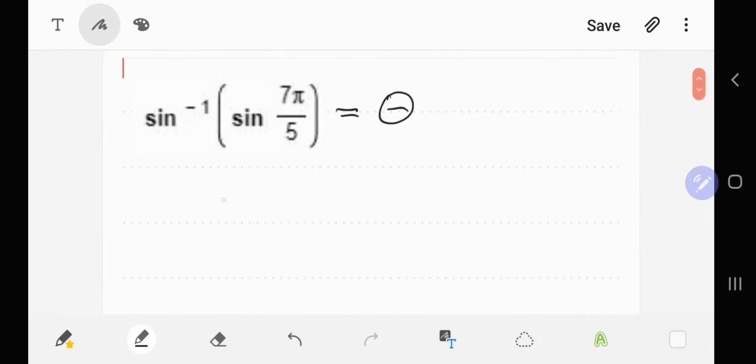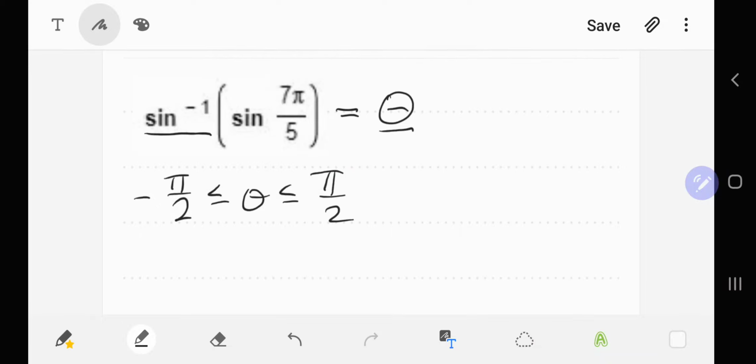And let's recall that the restrictions for inverse sine say that this angle theta has to be between negative pi over 2 and pi over 2. So whatever our answer is, it has to be within this range.